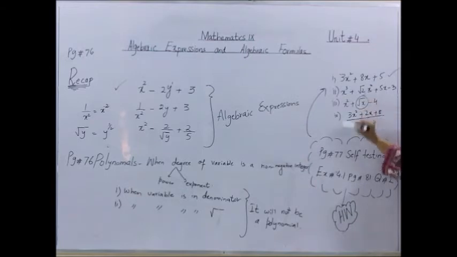See, square root form, not a polynomial. Though this is an algebraic expression, the variable is in the denominator, so it is not a polynomial anymore. So dear students, exercise 4.1, page number 81, question number 1 is just like this. This is your homework.